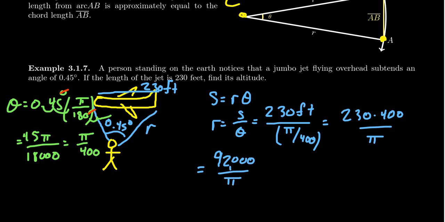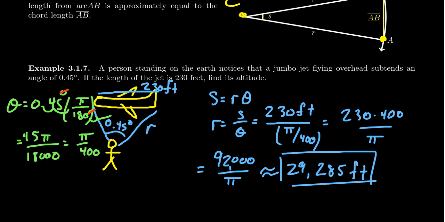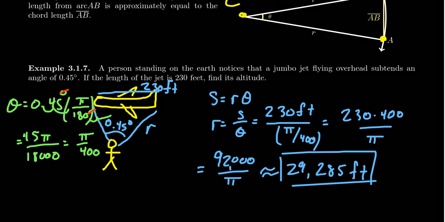We just want an estimate though. So putting this into our calculator, taking 92,000 divided by pi, you're going to end up with 29,285 feet, which, you know, 30,000 feet is an appropriate distance for a plane to be flying. So that seems actually like a pretty good estimate. And so this gives us an example of how one can use arc length to approximate distance between points.